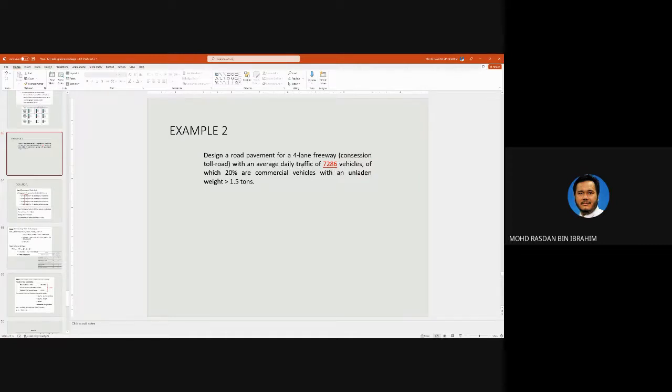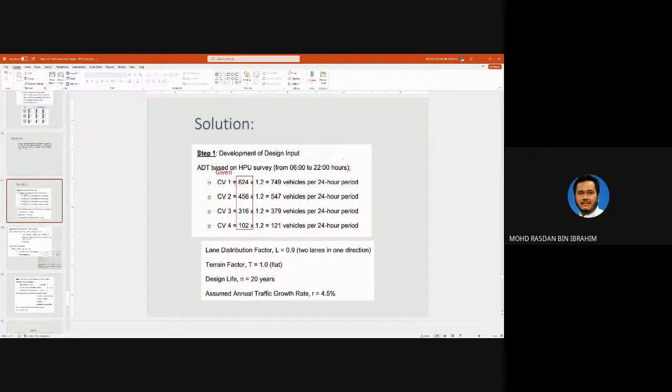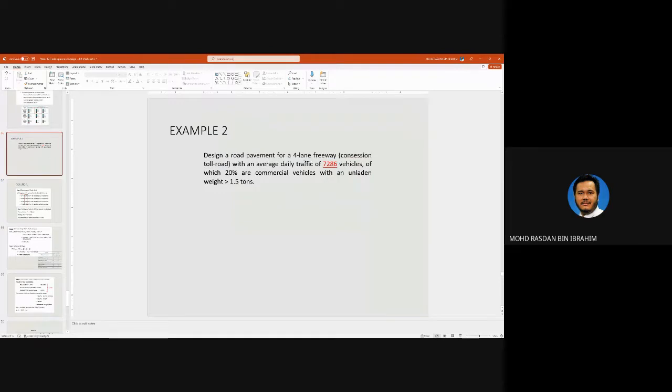Okay, average daily traffic 7286, 20% commercial vehicles, more than 1.5 tons. First one here. Soalan tak bagi tahu pun dia ada different classification. Suddenly in the solution they gave us these values. Volume. Okay. First of all, these values need to be divided by 4, because you have a 4 lane freeway. 7286 divided by 4.